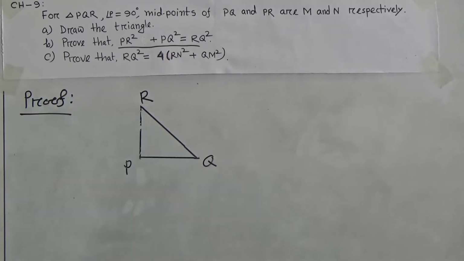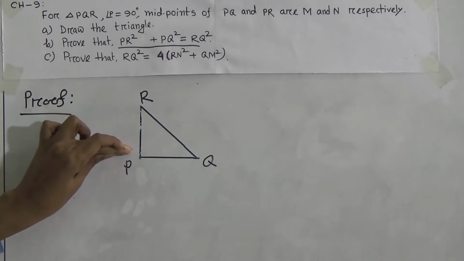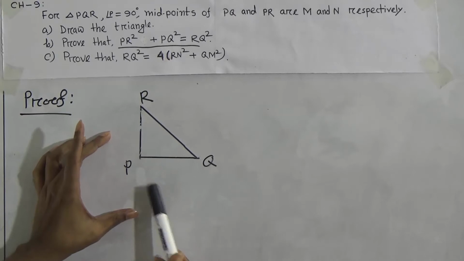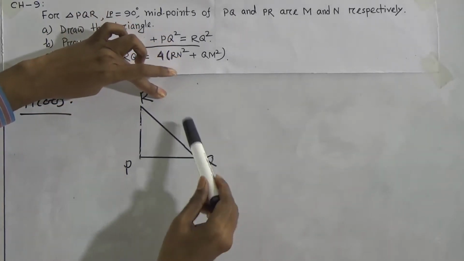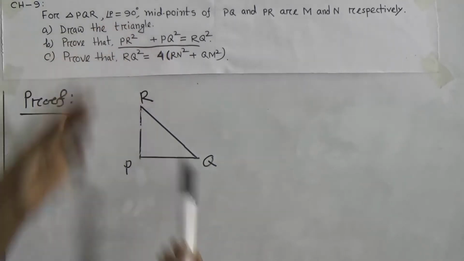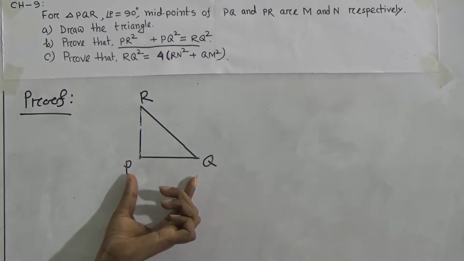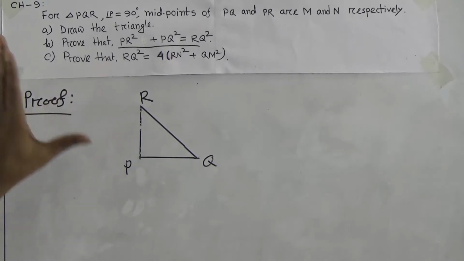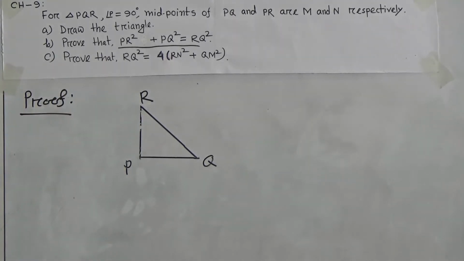Here student also remember P is the 90-degree angle. That means RPQ is a right angle triangle. RQ is the hypotenuse. PQ is the base. RP is the perpendicular. Okay. Now we need some construction. Look. Okay. We need some construction right here.